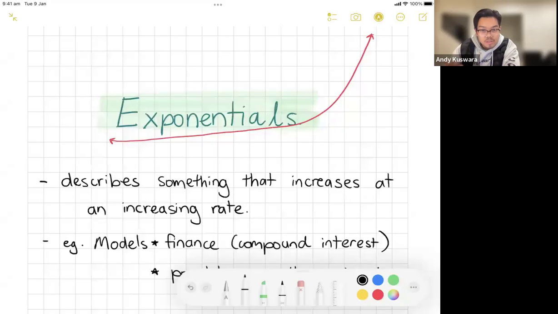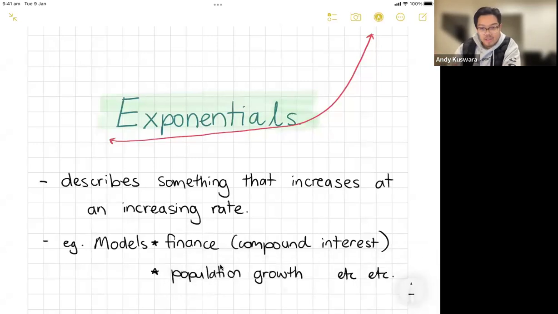Okay, so today we are talking about exponentials, a new type of nonlinear relationship. We've been talking about parabolas, which are kind of like your smileys and your frownies. This is a completely different one. This one's called an exponential. It describes something that increases at an increasing rate, which means it gets faster and faster as it grows larger and larger. Kind of like that line I drew.